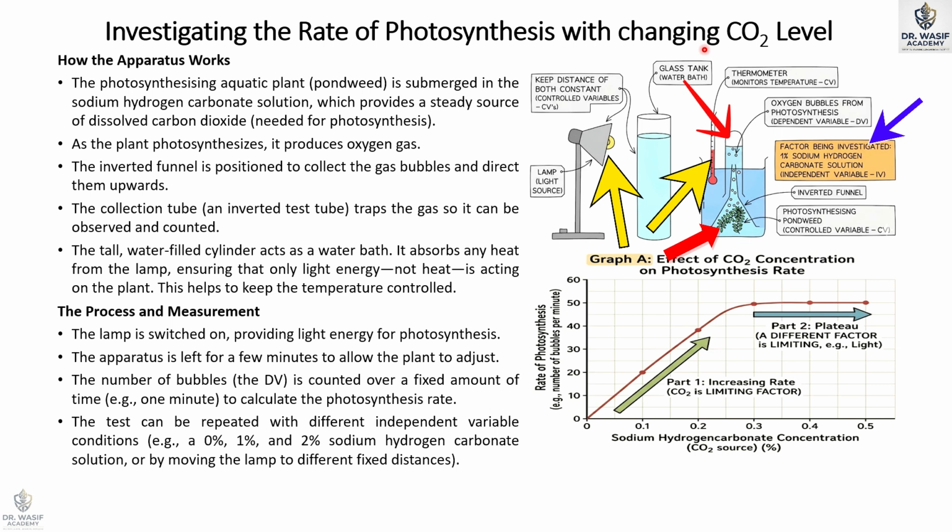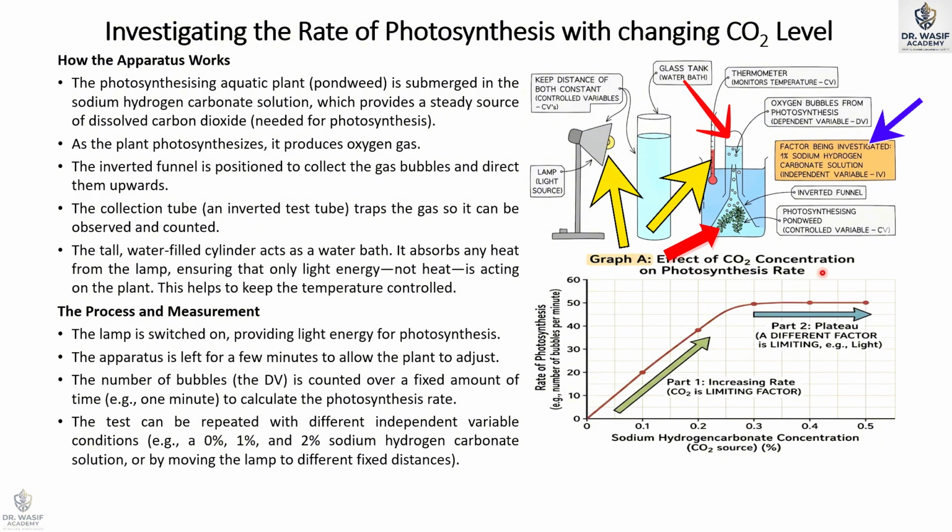One of the most important parts is the large water filled cylinder, this one. This acts as a water bath. Lamps can get very hot and heat would speed up the enzyme reaction in the plant, giving us a fake result. The water bath absorbs that heat, ensuring that the only variable we are testing is carbon dioxide. This is a very important part of this experimental setup.